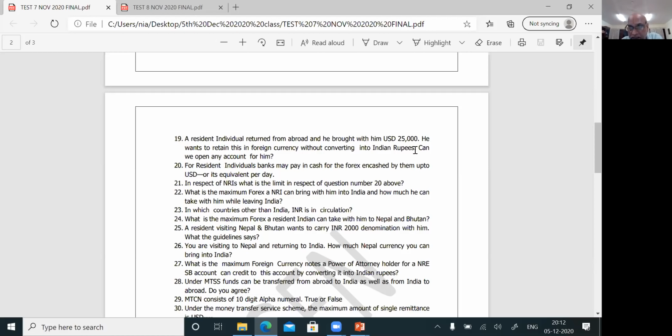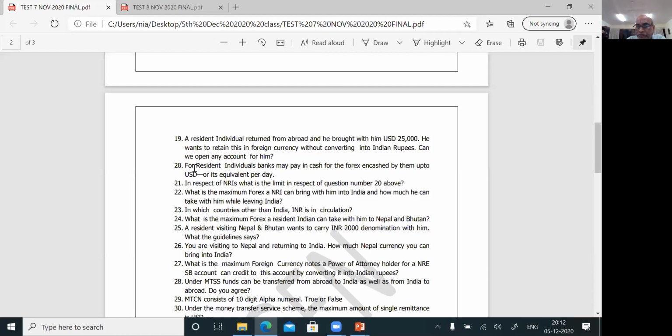A resident individual has to surrender to the authorized dealer, within 180 days of his return from abroad, whatever forex he has brought, retaining a maximum of 2,000 US dollars and coins. But if he does not want it converted into Indian currency, he still has to surrender it to you. In that case, you will open an account called RFCD, resident foreign currency, within brackets domestic. So can we open an account for him? Yes, we can open an RFCD account.